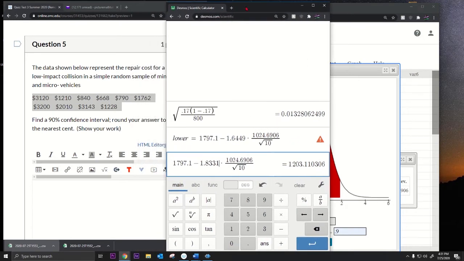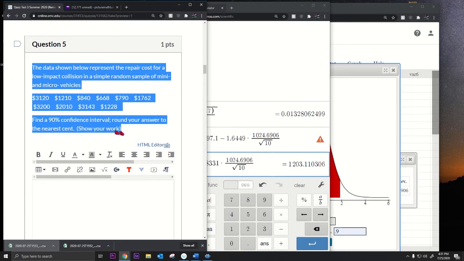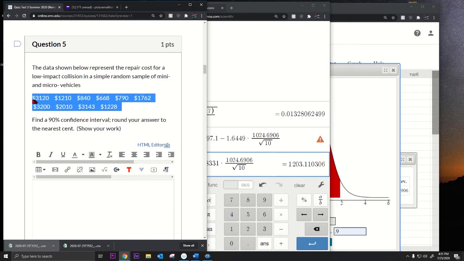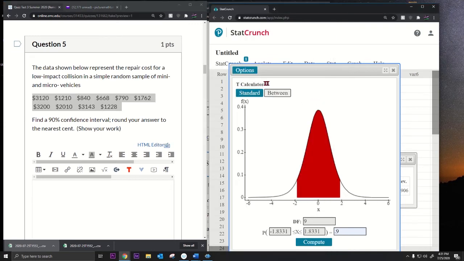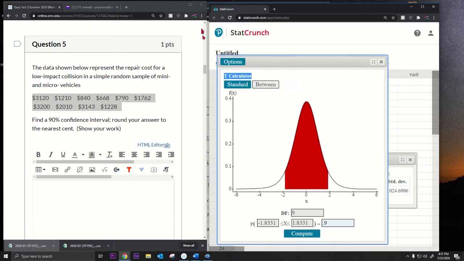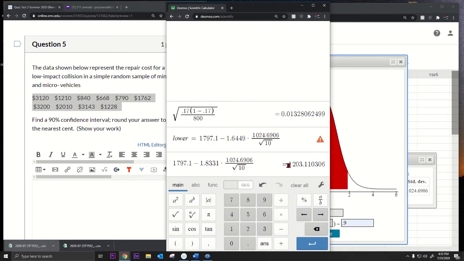It's a common mistake that people make. They use the incorrect distribution. This is modeled by a t distribution, not a normal distribution. So you have to use the t distribution, right? So I did the t calculator. See that? So then to finish this off, let me find Desmos. Here it is. The lower bound is that.